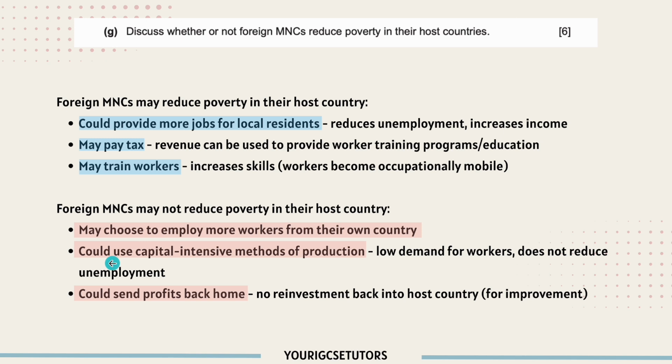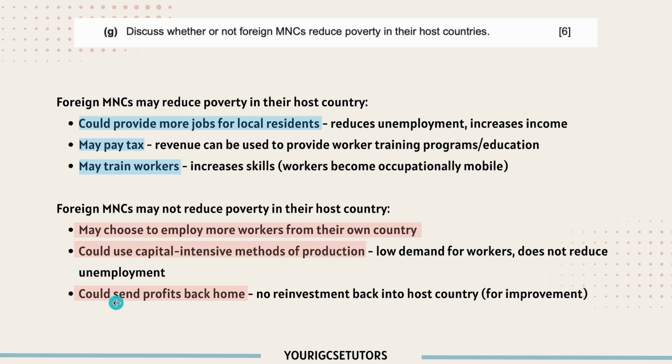Or the companies could use capital intensive methods of production. Foreign MNCs tend to be quite advanced, they have a lot of resources, a lot of capital, so they may choose to use machines instead because it's advanced technology. This will mean that they don't actually have a lot of demand for workers. They won't really solve unemployment in the host country, so this will not reduce unemployment and will not reduce poverty.